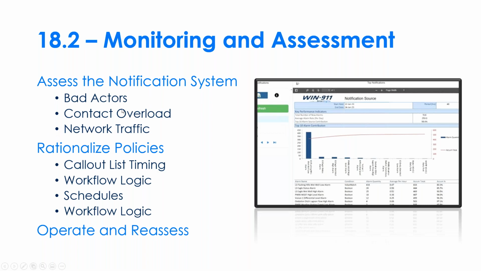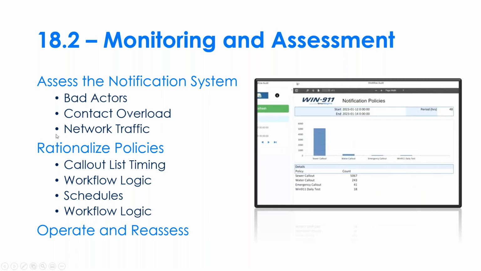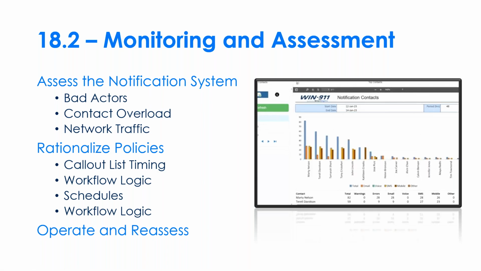How much activity is occurring in our process network as we're sending out these notifications? And as a result of the information you see in these notification system reports, the idea is to rationalize the policies that are configured in Win 911, right? Check over the call out list timing, the workflow logic, the schedules, are the right people receiving the alarms at the right time? These kinds of reports allow you to identify problems in the Win 911 configuration, if there are any, so you can go and address them.